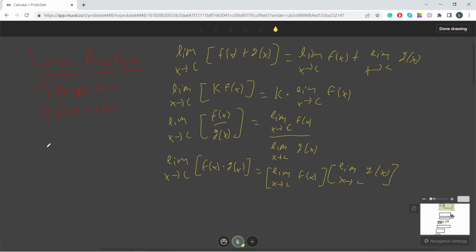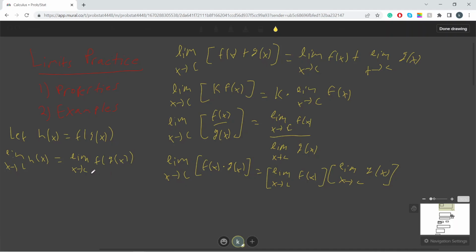The last property we have is the composition property rule. So let h of x equal f of g of x. So this is a composition of functions because you have a function inside of another function. So this g of x is nested under an f of x. So if we want to take the limit as x approaches c of h of x, well, this is equivalent to taking the limit as x approaches c of f of g of x.